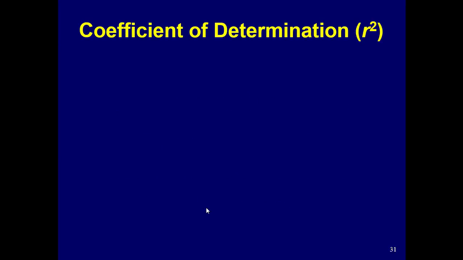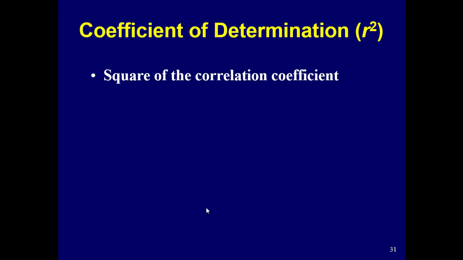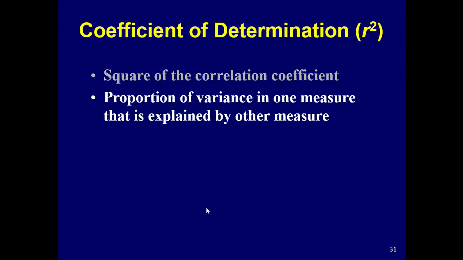A second concept that I want to explore in this little video is what is called the coefficient of determination. You want to memorize this as well. The coefficient of determination is the R squared. So you take the correlation coefficient and you square it. That will give you the R squared, which is the coefficient of determination.